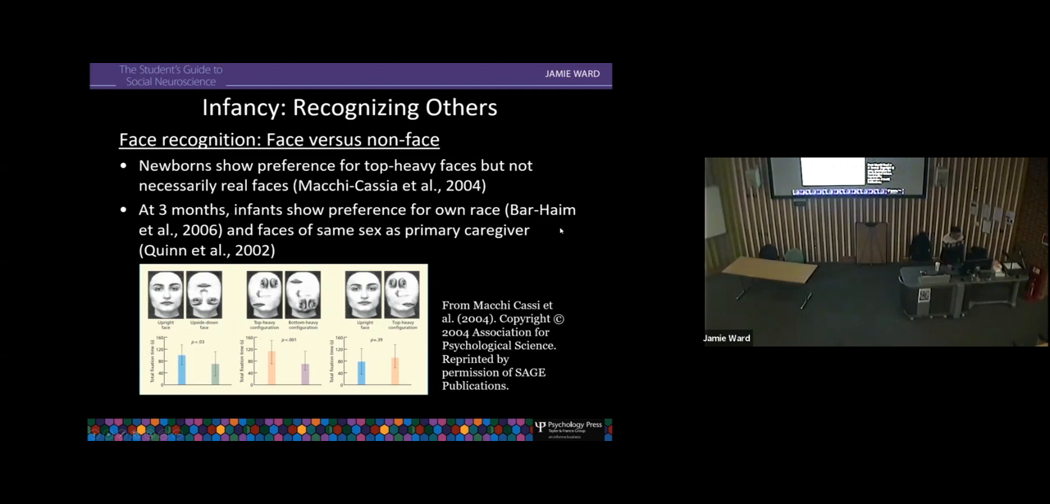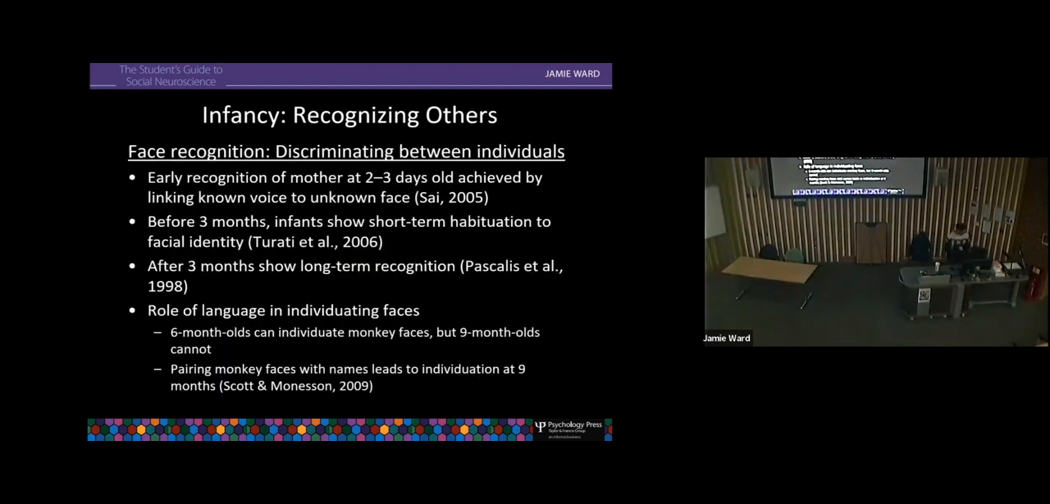They show an own-race preference as young as 3 months. This was done in Israel, where they were looking at immigrants, including from Africa and so on. And they prefer the sex of the primary caregiver. Again, we use this term preference here, but actually knowing that the infant is having an emotional response to these things is uncertain. But they choose to look at these things. They can discriminate between them in their orienting behaviour. The term preference is a little bit loaded, but it is there in the literature.